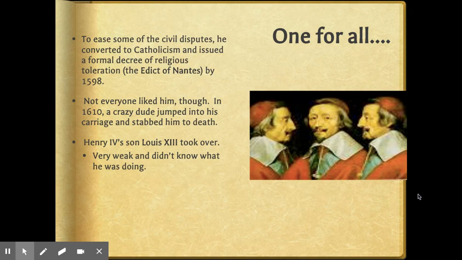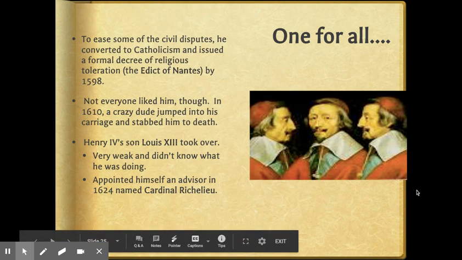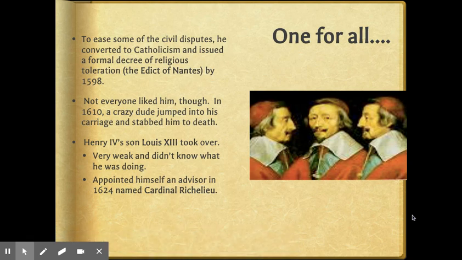And so Louis XIII is not very strong. And as such, he's going to name himself an advisor, this gentleman here, whose name is Cardinal Richelieu. Cardinal as in the head of the Catholic Church in France at this time. If you've ever seen the Three Musketeers, same dude. The bad guy in Three Musketeers is going to be the advisor for Louis XIII. Well, that should tell you how well this works out. It doesn't.